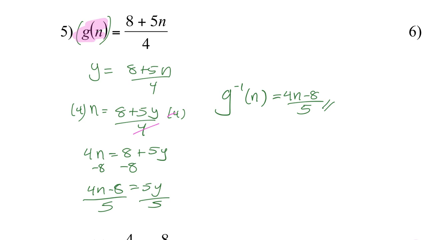Again, let's go step by step. Here, I'm dividing by 4. Now I'm multiplying times 4. I'm adding 8, I'm subtracting 8. I'm multiplying times 5 and dividing by 5.